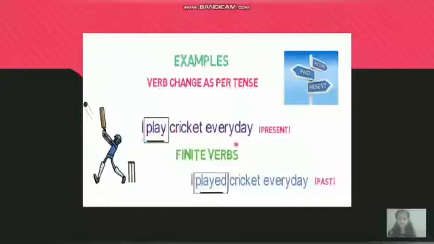I play cricket every day. This sentence is in the present tense. I play. Play is the verb, and this word play is in the present tense. Now look at this sentence. I played cricket every day. The verb here, played, is in the past tense. So the verb changes as per the tense. When I want to talk in the present tense, I will use only play, and when I want to talk in the past tense, I will add an ed to the base form verb.